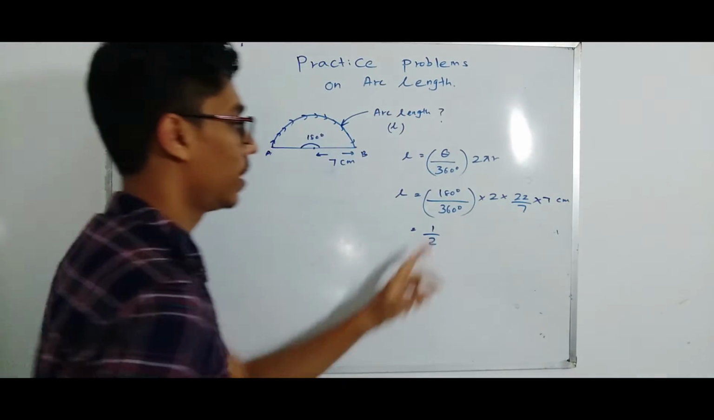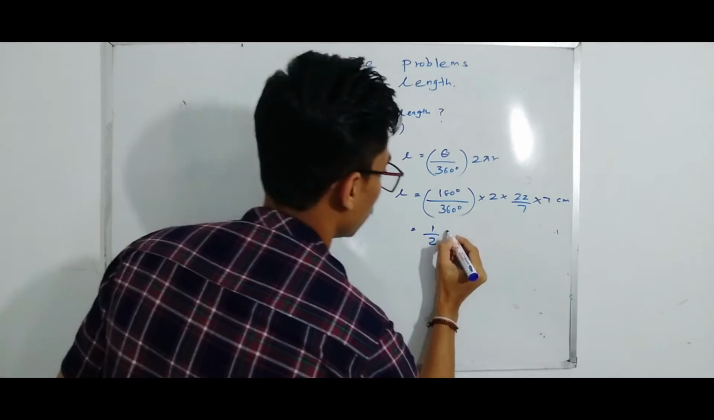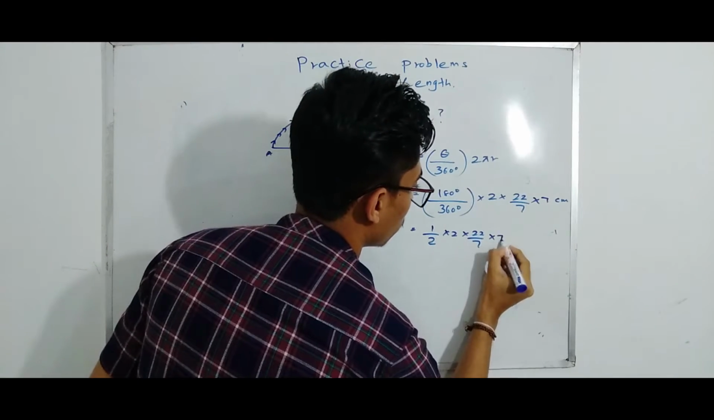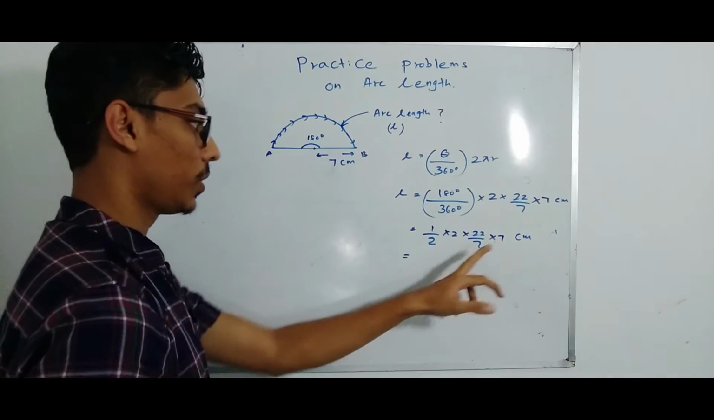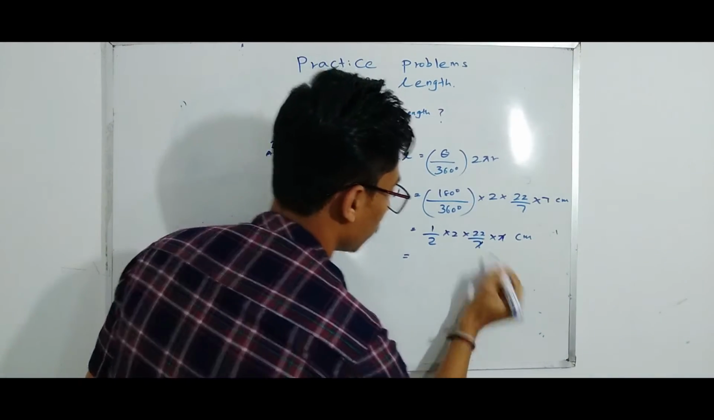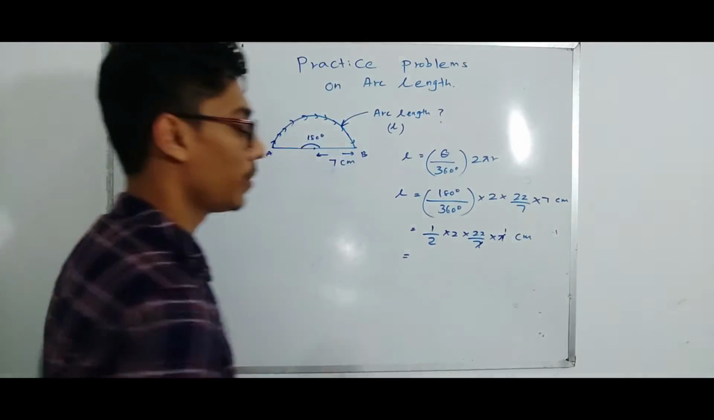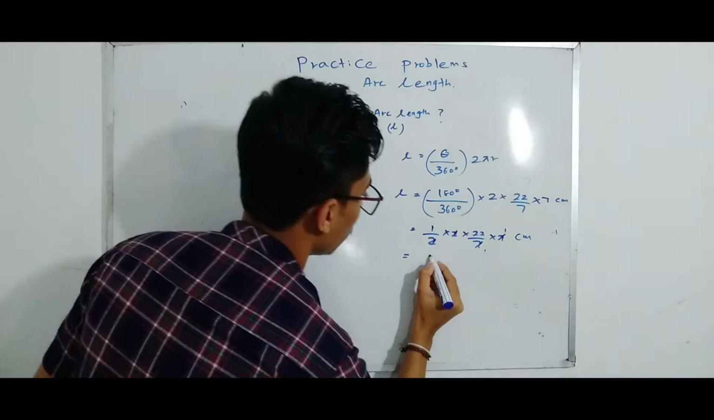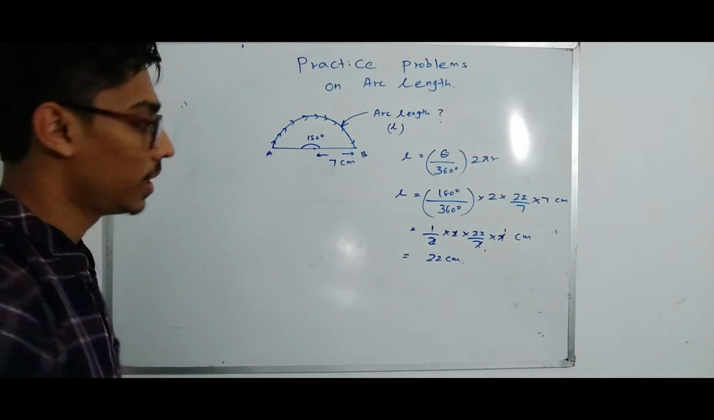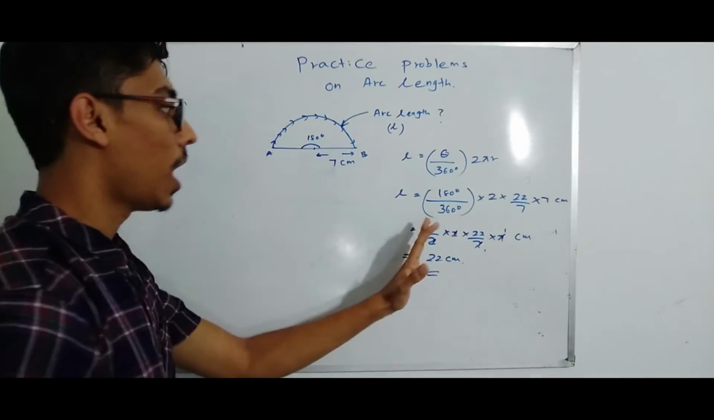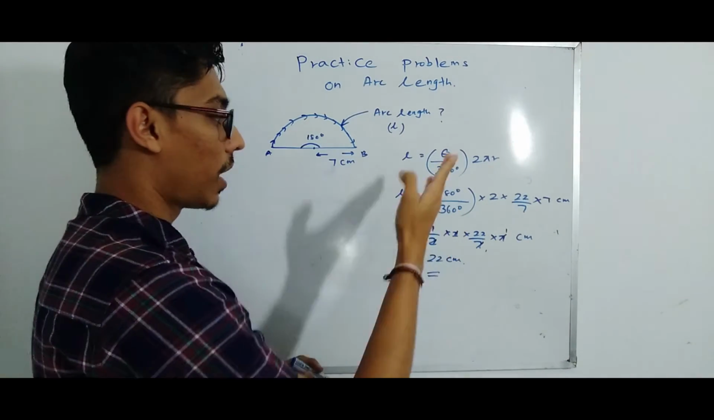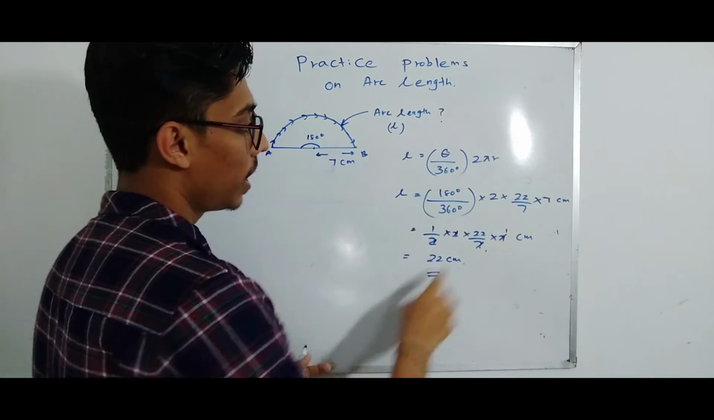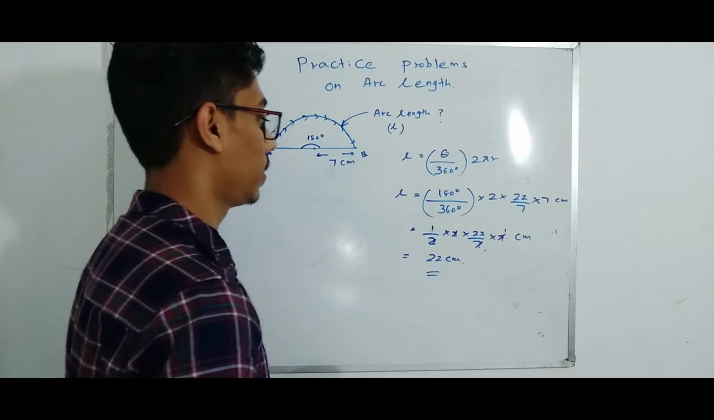So when you divide this, you get half into 2 into 22/7 into 7 centimeters. You can divide 7 by 7, then it's 1. Likewise you can divide the 2 and get 22 centimeters. So this is the answer. You can divide 180 by 180 and you get 1 here. You can divide 360 by 180, you get 2 here, into 2 into 22/7 into 7. You get 22 centimeters.